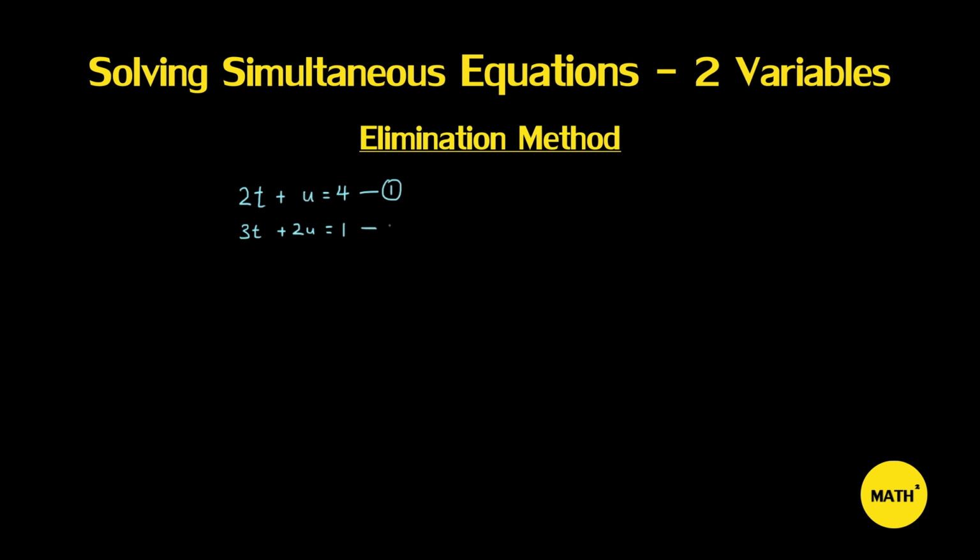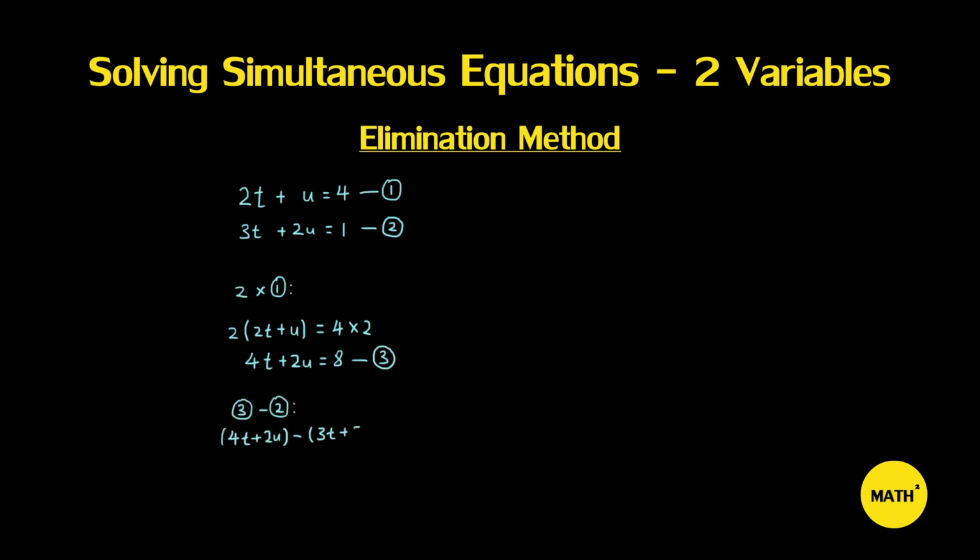First, let us label the equations 1 and 2. We multiply equation 1 by 2 to make the coefficient of u to be 2. After simplifying, we will get 4t plus 2u equals 8, and we will label this equation 3. Next, we use equation 3 to subtract equation 2 and we will arrive at t equals 7. We sub this value into equation 1 and we will get u equals negative 10.